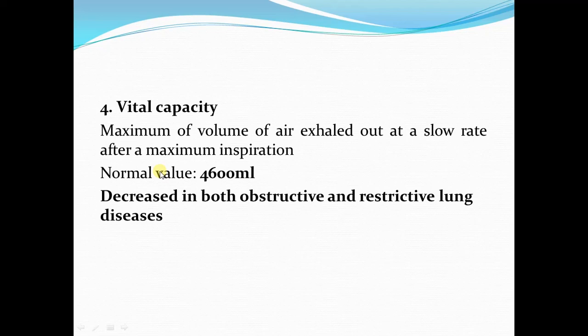The next test that can be done is the measurement of the vital capacity. For your revision, the vital capacity is defined as the maximum volume of air which can be exhaled out at a slow rate after a maximum inspiration. The normal value of vital capacity is 4600 ml.